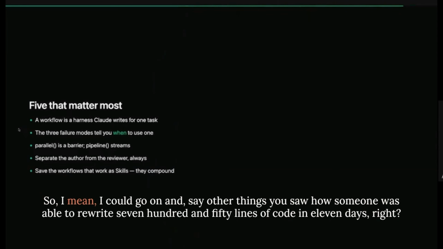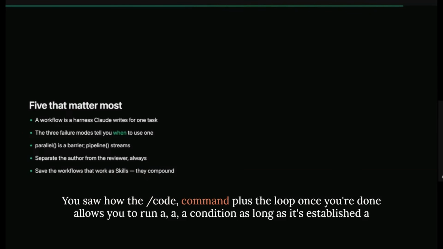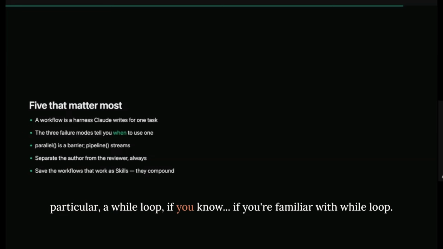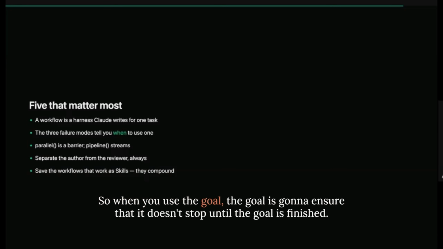So I mean, I could go on and say other things. You saw how someone was able to rewrite 750 lines of code in 11 days, right? Not with one AI, but with 100 coordinated AIs. You saw how the slash goal command plus the loop until done allows you to run a condition as long as it's established, like a while loop. If you're familiar with a while loop, it runs until it's finished, type of thing. So when you use the goal, it's going to ensure that it doesn't stop until the goal is finished.